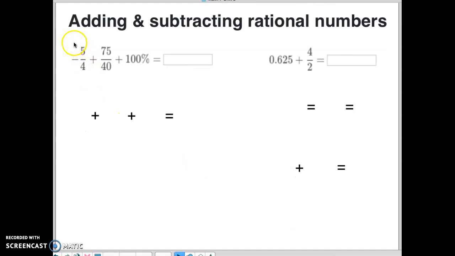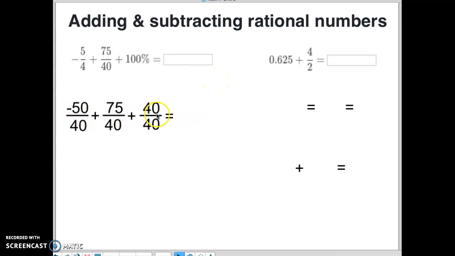Now, common denominator. We need to have a common denominator. Looks like between these two, 40 would make a good common denominator. So we're going to multiply both of these by 10. So it's negative 50 over 40. This one's already in its correct form, so we'll just keep that at 75 over 40. And 100%, well, what's 100% of 40? That's right, it's 40. So pretty simple.